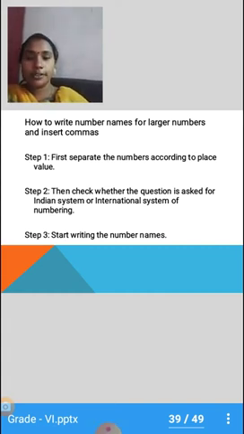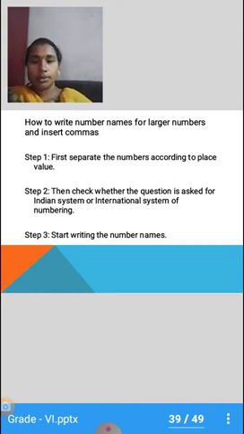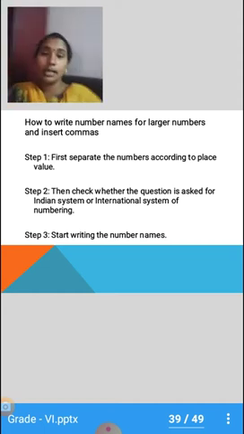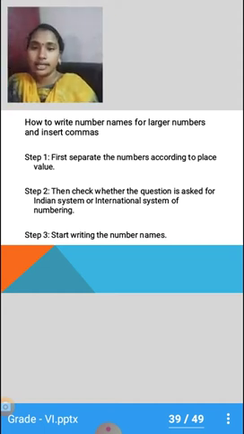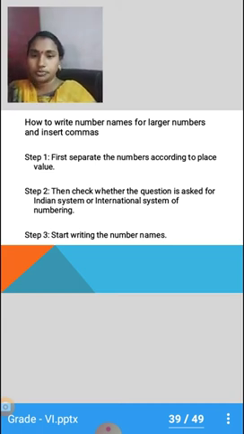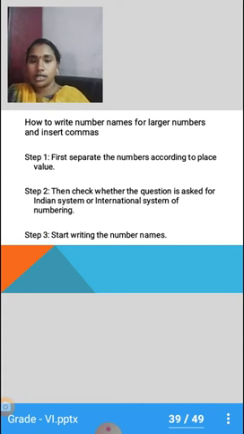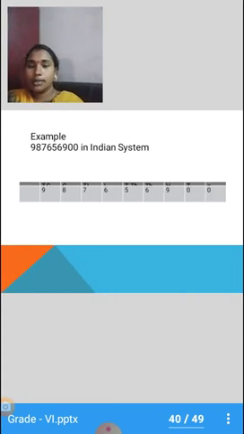So, the first step is separate the numbers according to the place value. Once a larger number is given, you first separate the numbers according to the place value. Second step, check whether the question is for Indian system or international system. Then, third step, you start writing the number names. And now you will know where to insert the commas, right? So, let me give you an example.